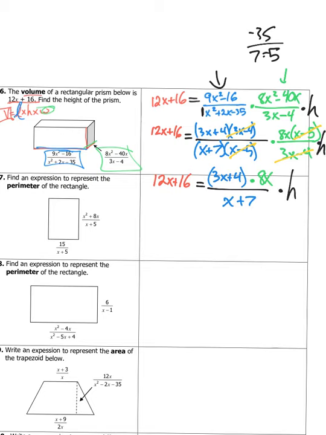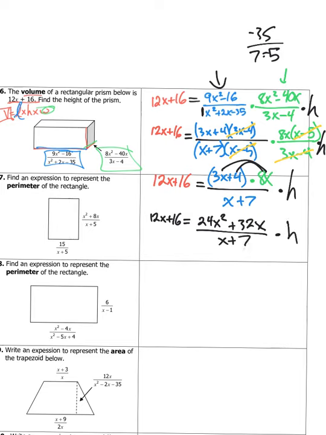So now what I have to do, I have to try and get the h by itself to figure out the height. So what I'm going to do is I'm going to distribute here. So I still have the 12x plus 16 on the one side. Then I'll have 24x squared plus 32x over x plus 7 times h.